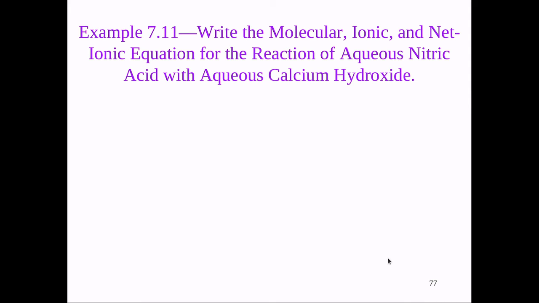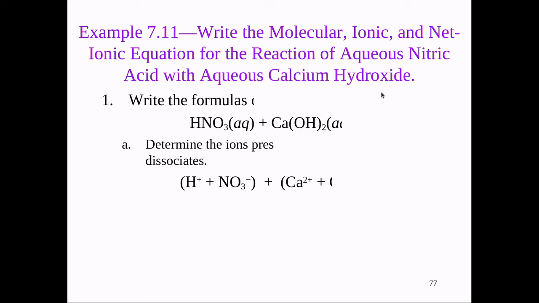Let's try one here. Let's write the molecular, ionic and net ionic equation for the reaction of aqueous nitric acid with aqueous calcium hydroxide. First thing we need to do is write the formulas of the reactants. So we have to recognize that this is nitric acid and that this is calcium hydroxide. Then we need to determine the ions present when each reactant dissociates. So we're going to dissociate this down into its ions, dissociate this guy down into its ions.